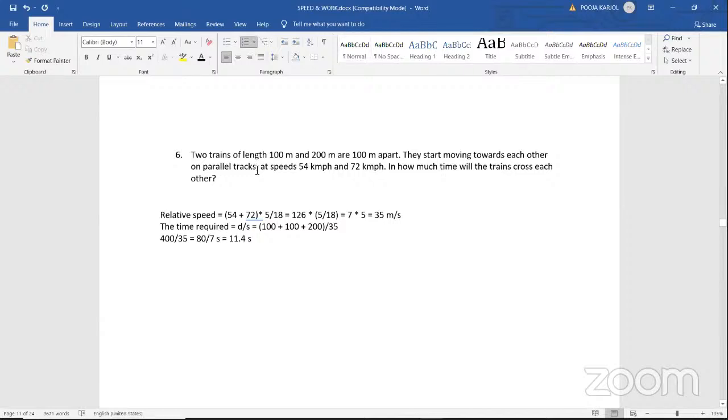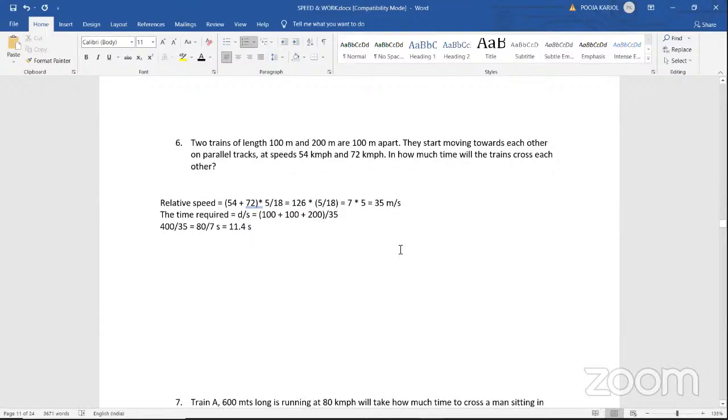No, no, no. When they ask this question, suppose 100 meter apart is not given. They've just given the lengths. That means the faces are towards each other and just touching on the parallel tracks, at the same line. That's when the question is asked. But if they're saying 100 meter apart, then that distance also will be considered.